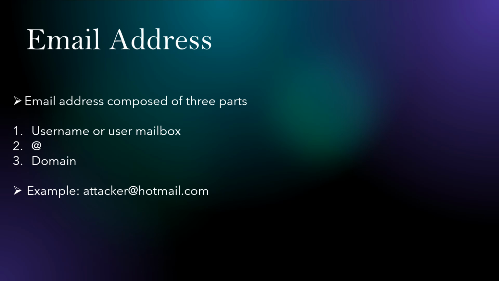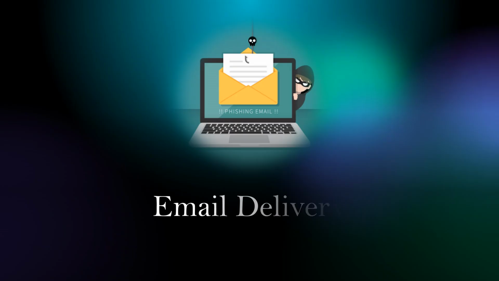The first thing we're going to look at in the email is the email address, because from this we mostly say whether the email is suspicious or authentic. We are going to cover the email delivery. It contains three parts. I divided the email delivery into three parts.